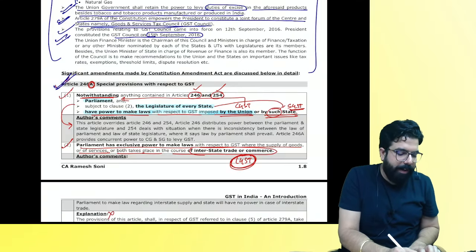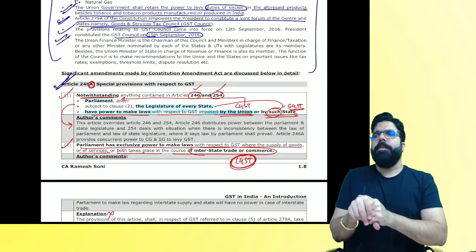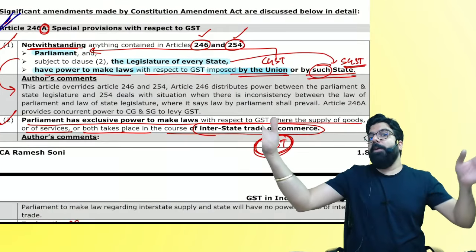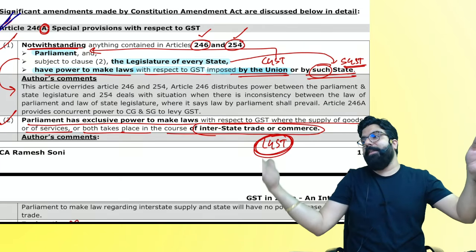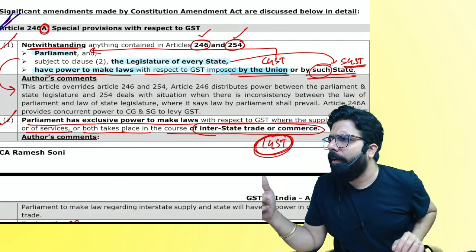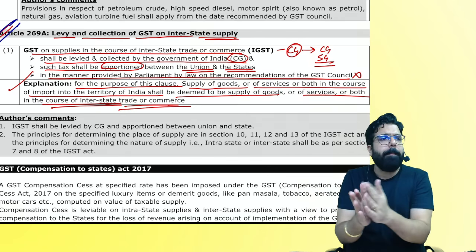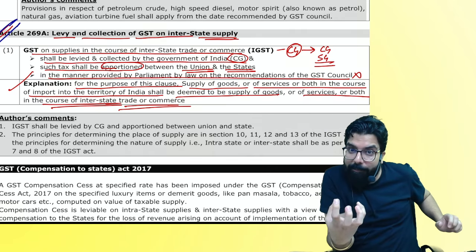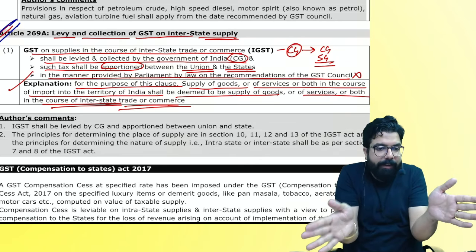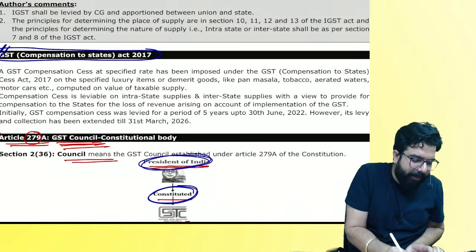Next. Article 246A is done. What did Article 246A tell everyone? Parliament will make law for CGST. The state legislature will make law for SGST. Who will make the IGST law? Parliament. Then Article 269A told who will collect IGST. The central government. Then the central government will divide it between whom? Center and state. Done. Now, there is one more thing, the GST compensation cess.